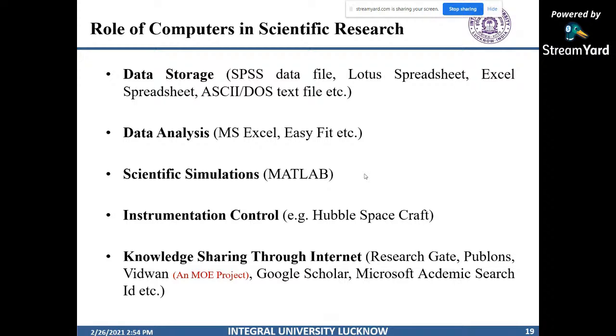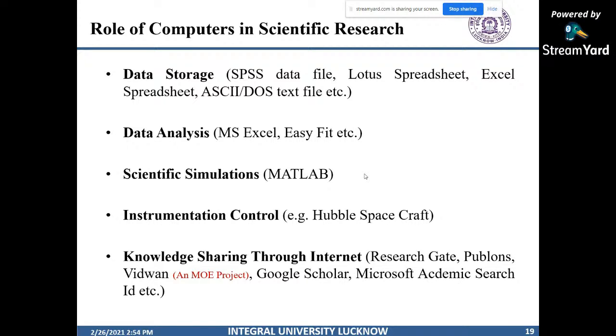I have mentioned some platforms here, which are especially social network platforms for researchers, like ResearchGate, Publons, and one which is a project of the Ministry of Education, recently started in 2020. Google Scholar, Microsoft Academic Search ID, and others are also there.